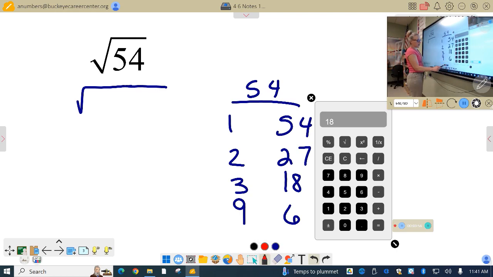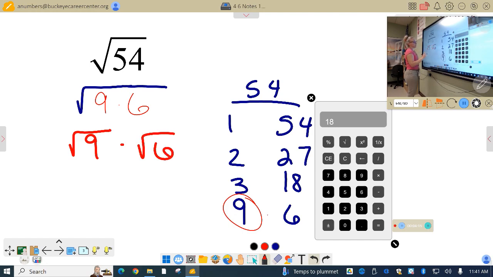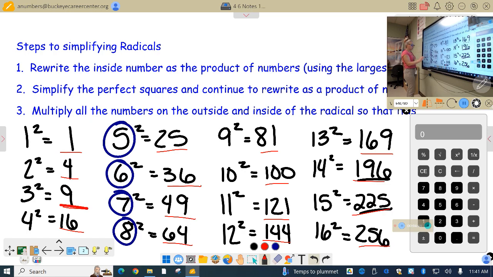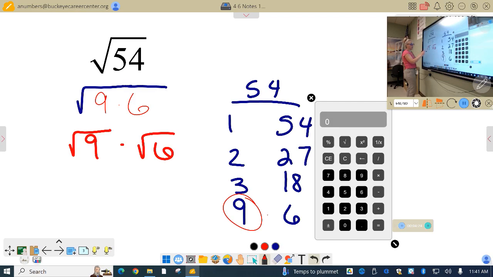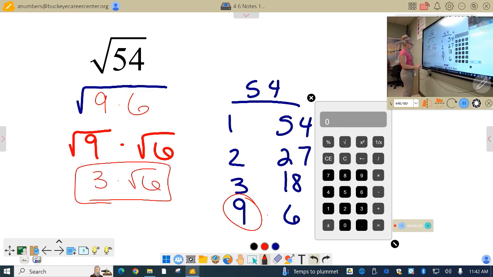If you look for the highest perfect square in those numbers that we had underlined in red, the highest perfect square is going to be 9. So I'm going to put a 9 here, 9 times 6. Now I have my perfect square, so I'm going to split these up so that it looks like this: the square root of 9 times the square root of 6. The square root of 9 is what? Well, we just talked about that. The square root of 9 is 3. So I'm going to rewrite this as 3 times the square root of 6. And that's as simplified as it gets.